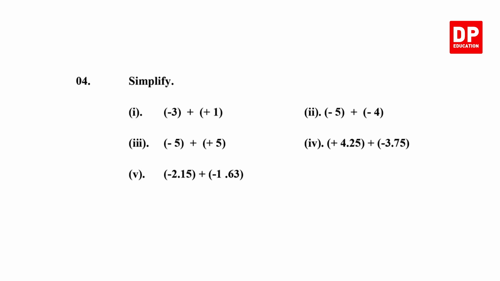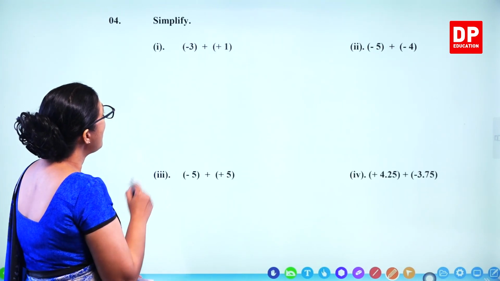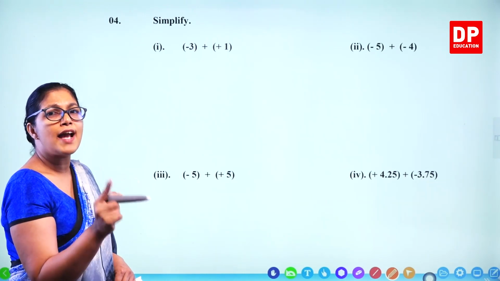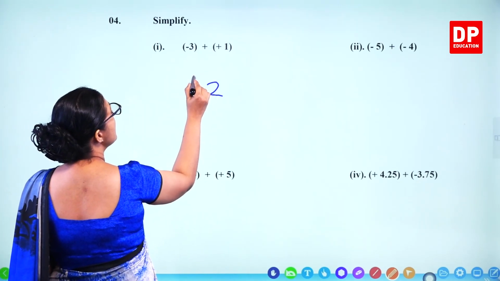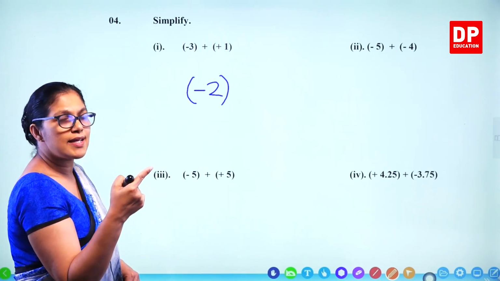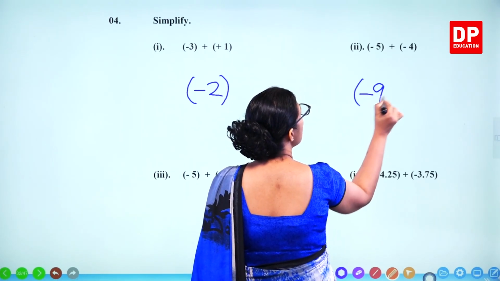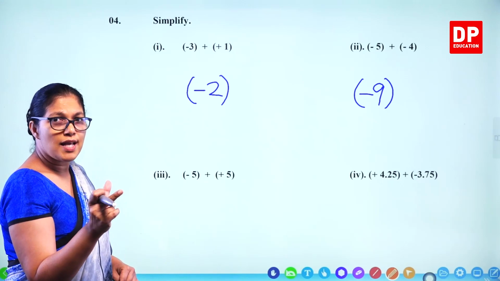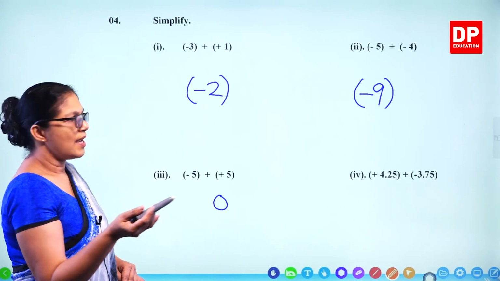Question number 4. You are asked to simplify. -3 plus 1. Different signs, you take the difference and put the sign of the bigger number. 3 and 1 difference is 2, and put the sign of the bigger number. So the answer is -2. Both are minus, adding minus, so just add the numbers without the sign. 5 plus 4, 9, and put the sign. That's -9. This one, -5, 5. Different signs, you take the difference. 5 minus 5, 0. So you don't need to put a sign there for 0.